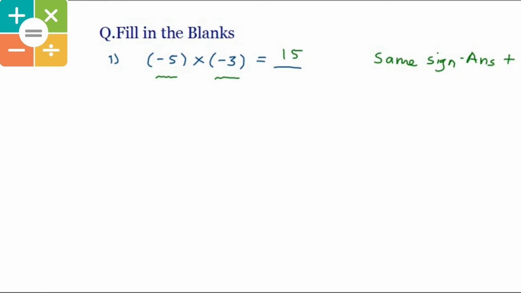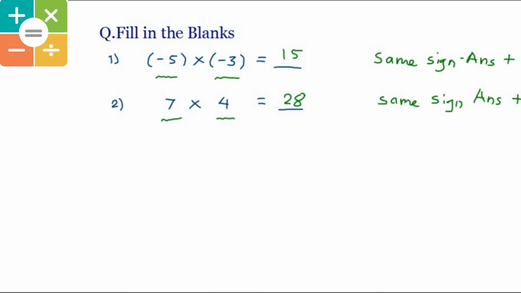Let's take second example. Seven multiplied by 4. Both the numbers are positive. They are of same sign. And if numbers are of same sign, answer is always positive. So in this case, 7 4s are 28.